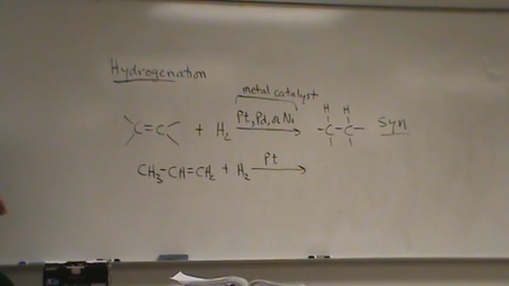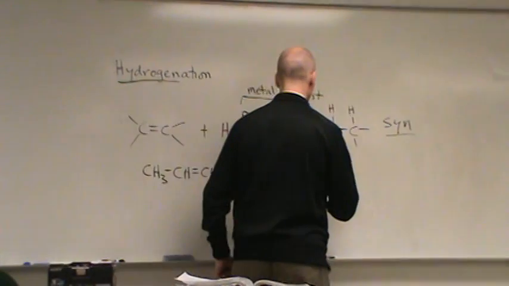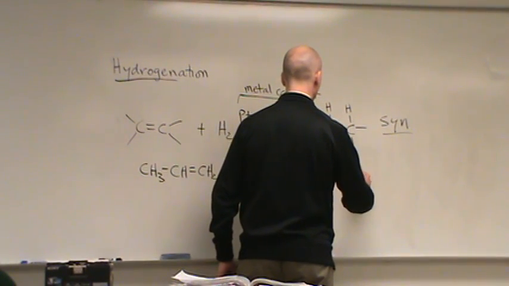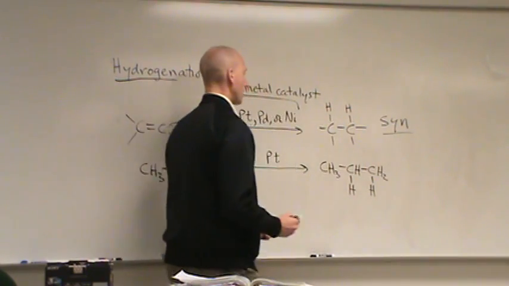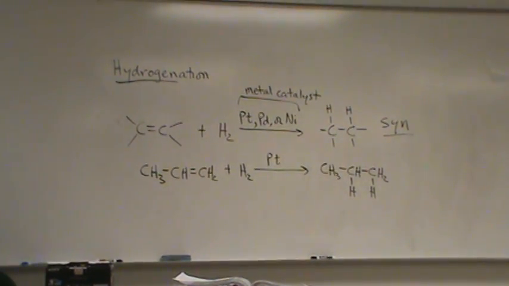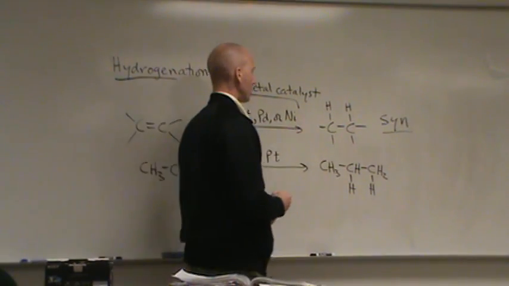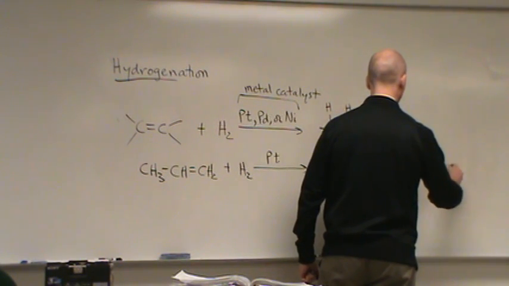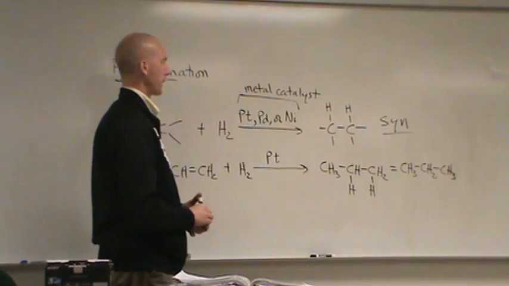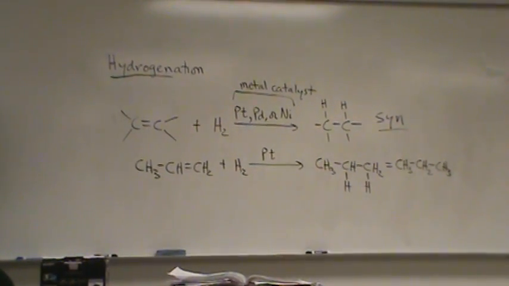Suppose we had propene and reacted with H2. What would you get? You get those two hydrogen atoms adding across the double bond. So if you shrink wrap it, we got propane. Okay, so you go from propene to propane.